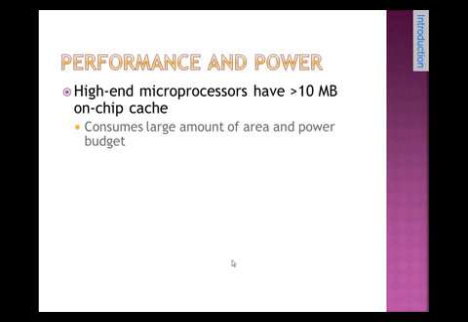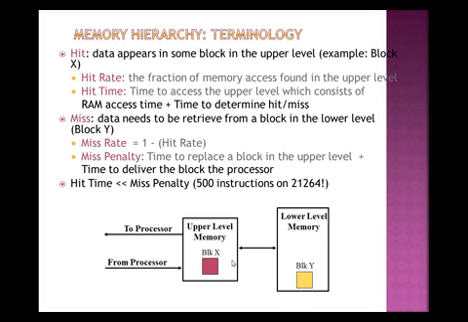Then what is the performance and the power? That is how much power it will take, and what is the performance that it gives when we are using the memory hierarchy. This point says high-end microprocessors have more than 10 MB of on-chip cache. It consumes a large amount of area and power budget.